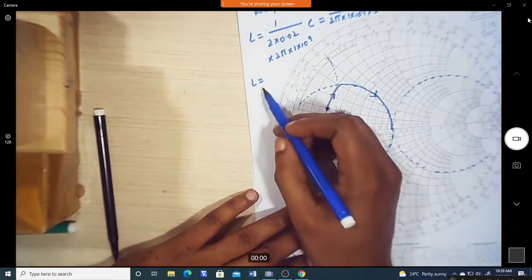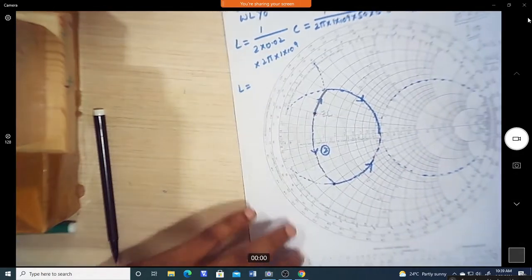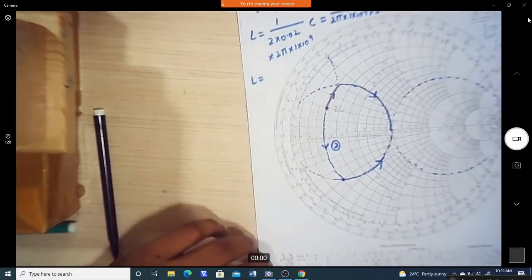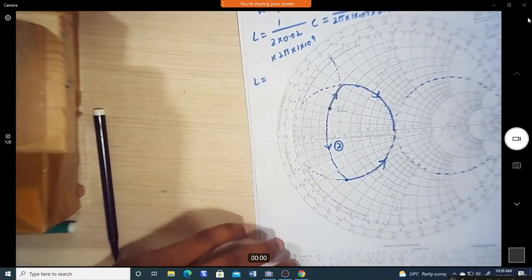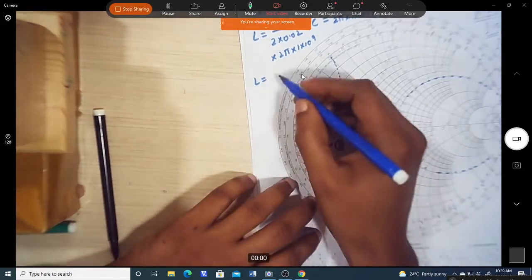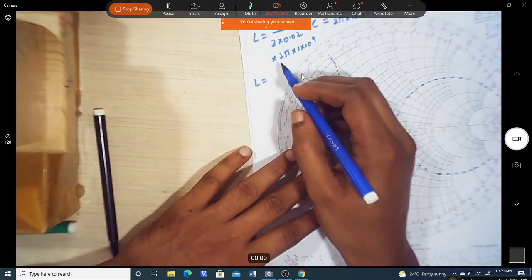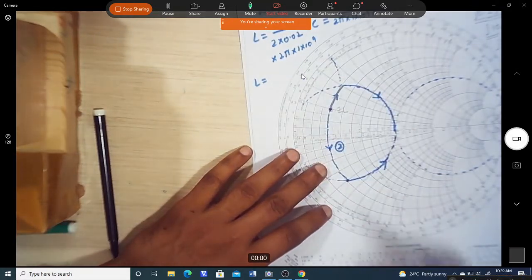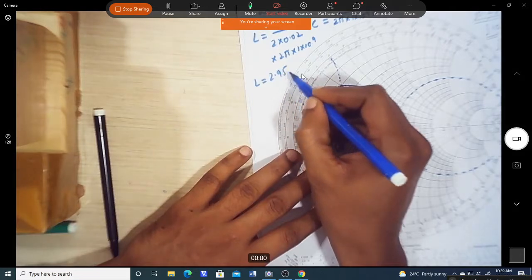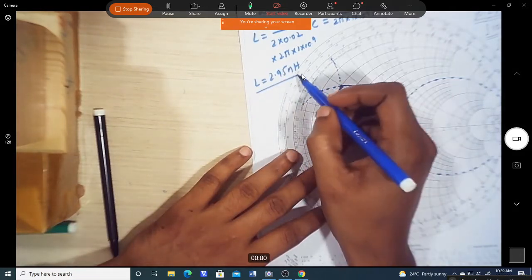What is the value of L? So anybody got? What is the value of L? 3.979. How much? 3.97. 2.95 nano Henry. Is it nano or whatever?